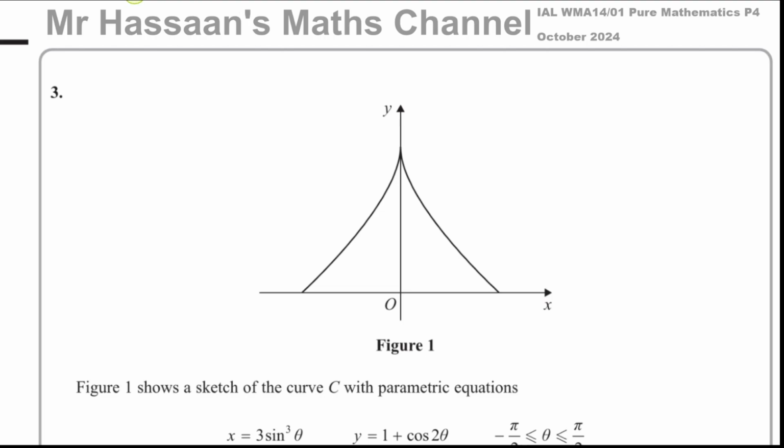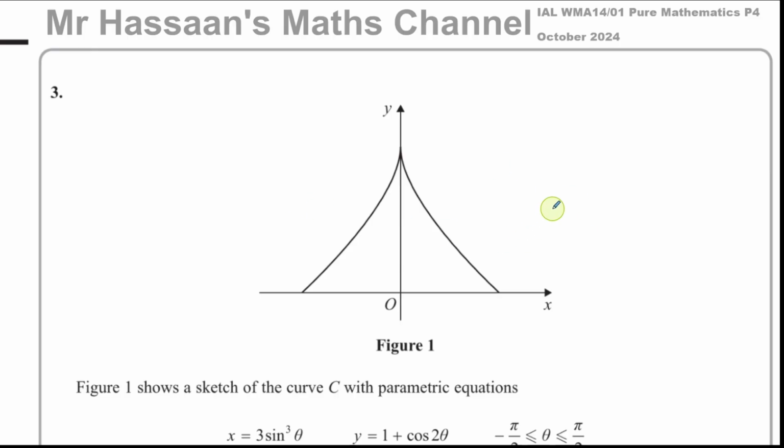Okay, welcome back. This is Mr. Hassan's Maths channel, and I am now going to proceed to answer question number 3 from the October 2024 Pure Mathematics P4 paper. This is from the Edexcel International A-Level exam.